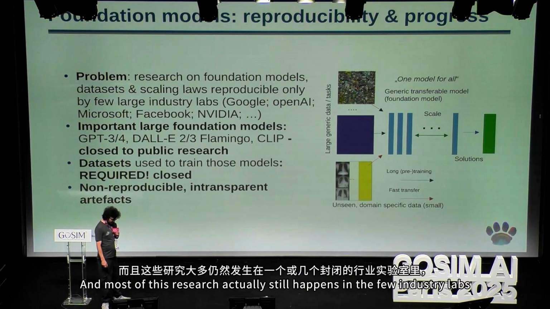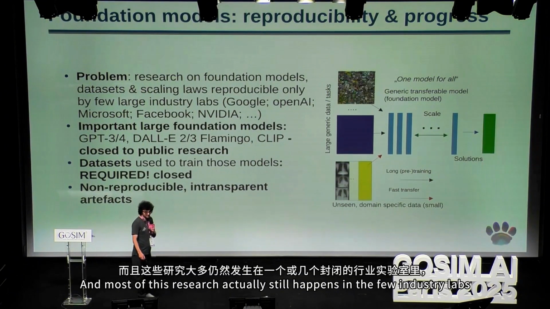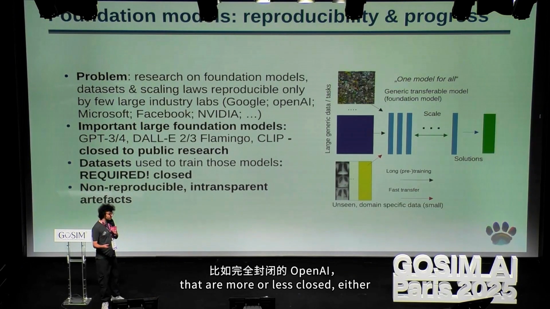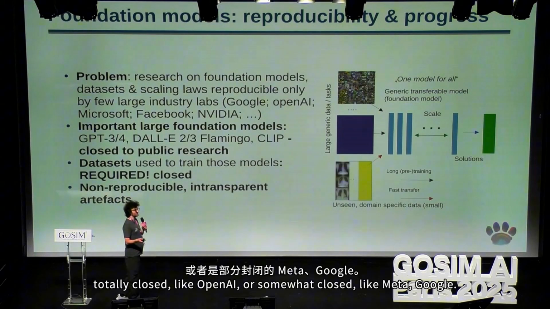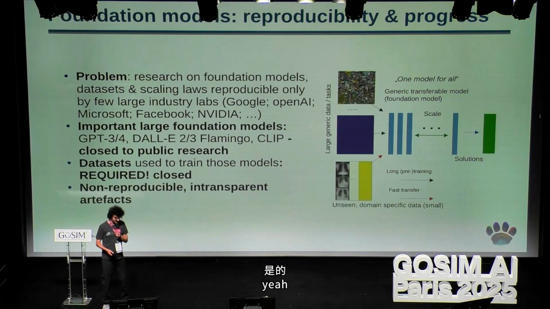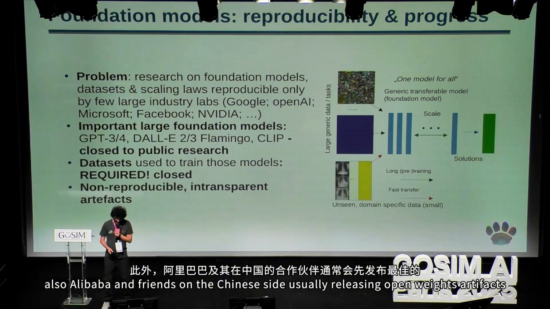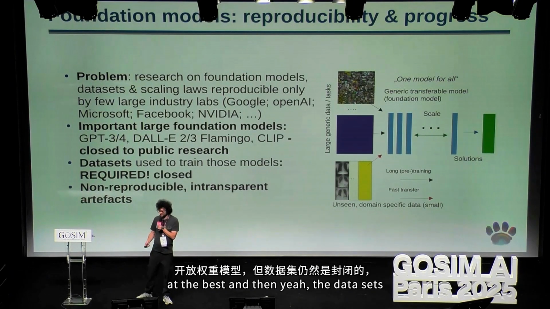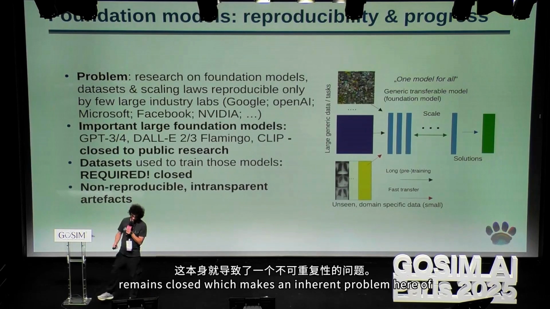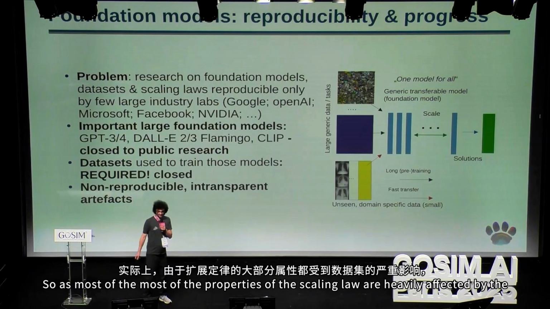And most of this research actually still happens in the few industry labs that are more or less closed, either totally closed like OpenAI or somewhat closed like Meta, Google, also Alibaba and friends on the Chinese side, usually releasing open weights artifacts at best, and then the datasets remain closed, which makes an inherent problem here of non-reproducibility.